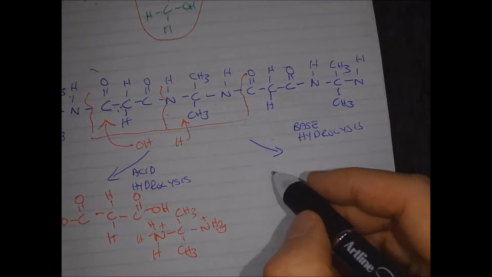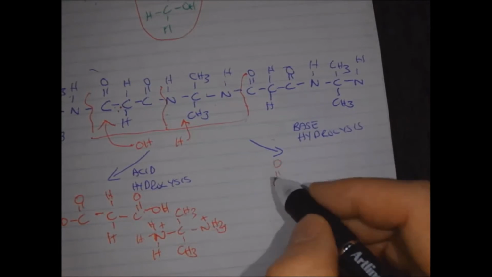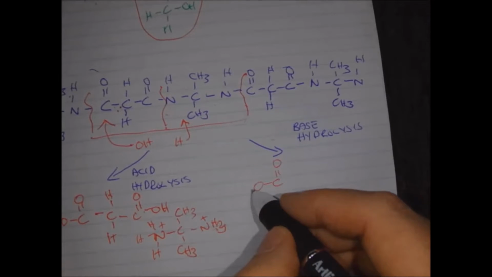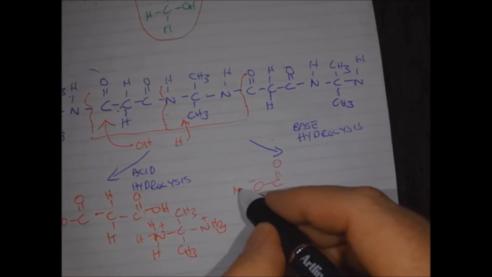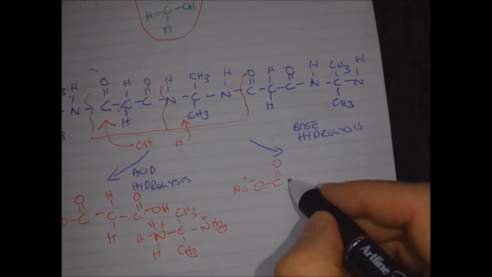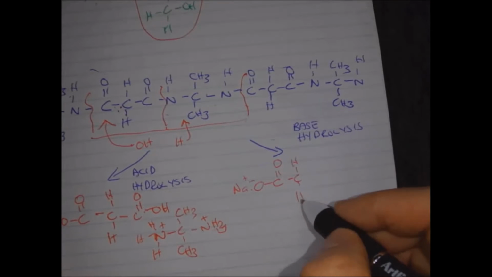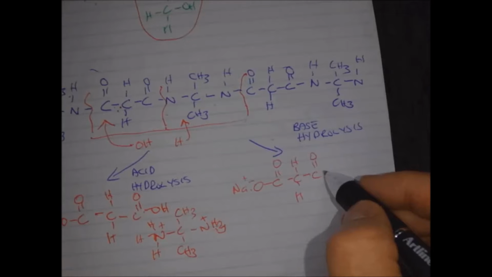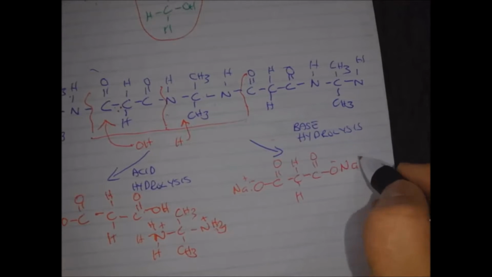Okay, so under base hydrolysis, we're going to get a similar thing to what we've had previously. So instead of having an OH here, we'll have an O minus and an Na plus. Then we'll go across to here and we'll have this, and we'll have that with the O minus and the Na plus.